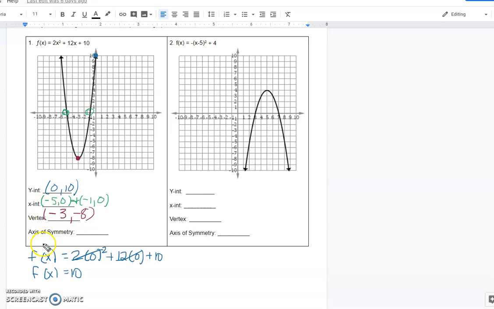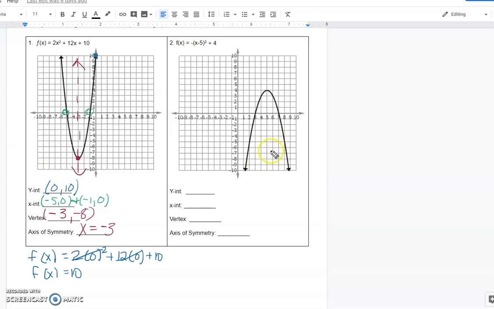And then we have our axis of symmetry. That goes directly through our vertex, and that is a vertical line. And a vertical line has an equation of x equals, and it's h, so it's whatever our h coordinate is for our axis of symmetry. And that's our information for number 1.